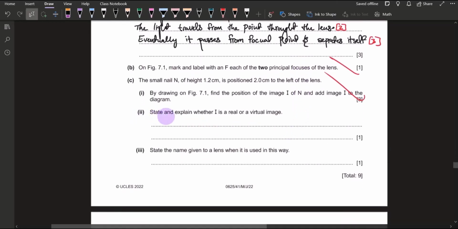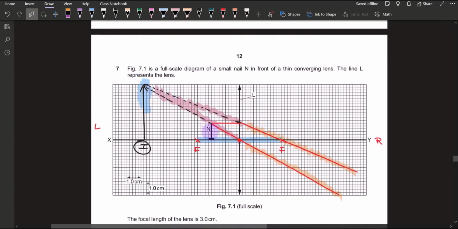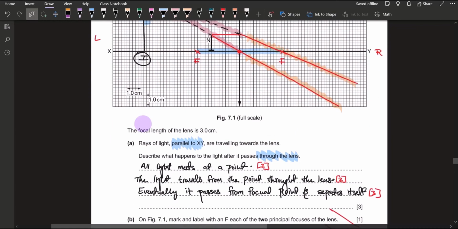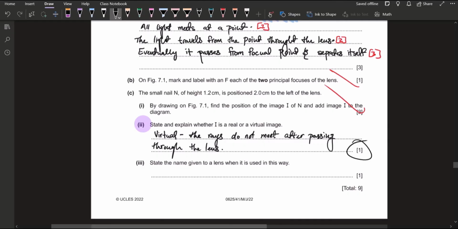Part C2 says explain and state whether I is a real or virtual image. Of course, it's going to be virtual because it's enlarged, and you can see that the size of the original nail is way smaller than the size of the image projected. So we can write down here that it's a virtual image, and the reason is going to be because the rays do not meet, and the size of the projected image is way big. Do not meet after passing through the lens. And this is pretty much what you'll get for 1 mark.